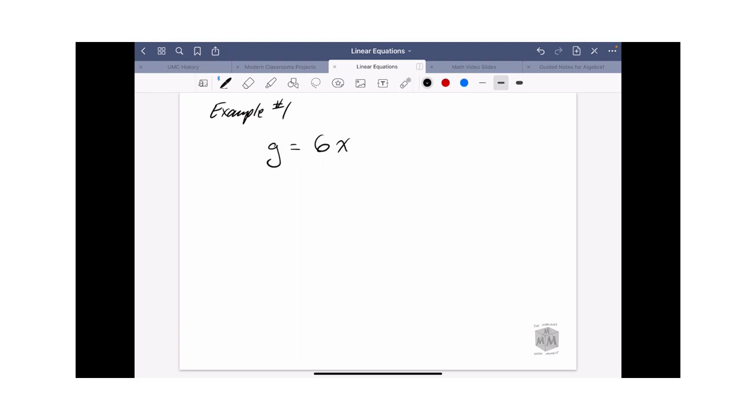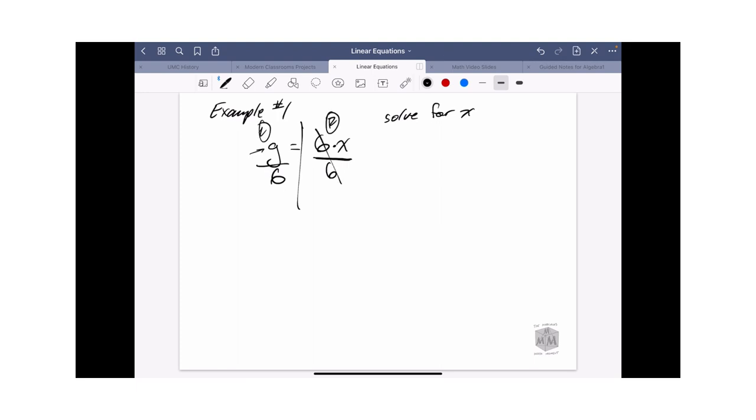Example one, start simple. I have G equals 6 times X. Let's solve for X because I already know what G equals. So in order to do that, I have multiplication happening here. In order to undo multiplication, I use the inverse operation, which is division. That's why I write this vinculum here. It means to divide. Whatever I do to the left, I do to the right, and vice versa.